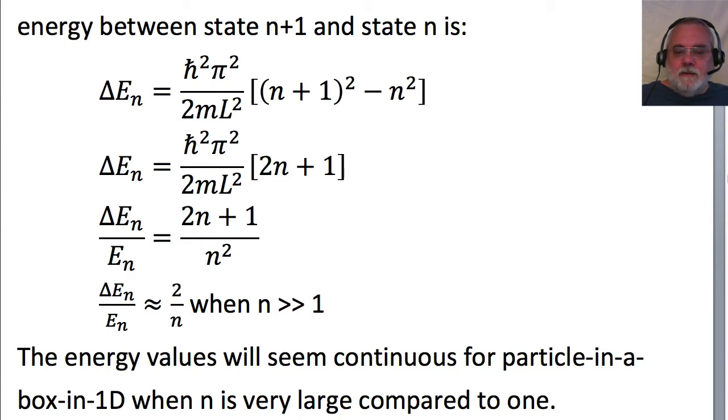The energy values will seem continuous for a particle in a box in one dimension when n is very large compared to 1. The energy values will seem continuous. The delta E over E will seem continuous.